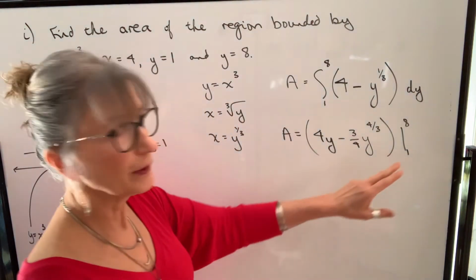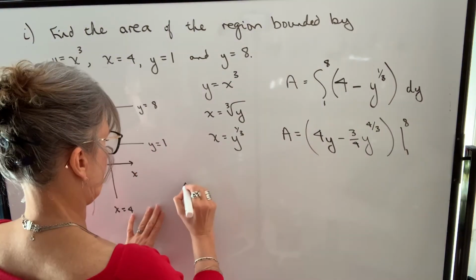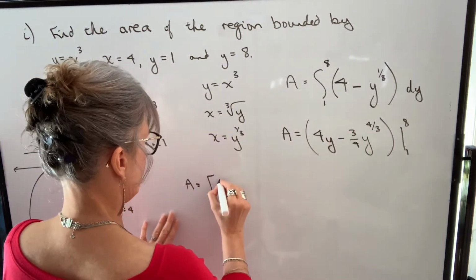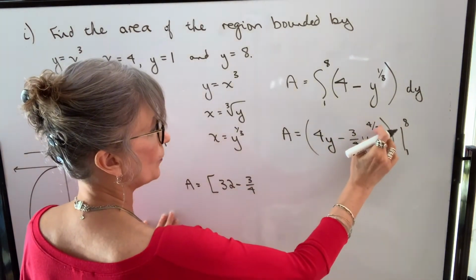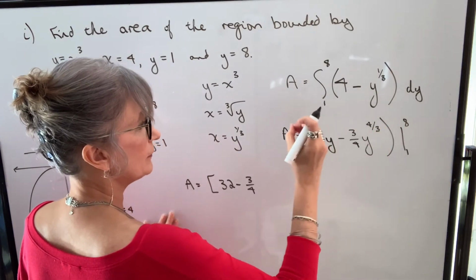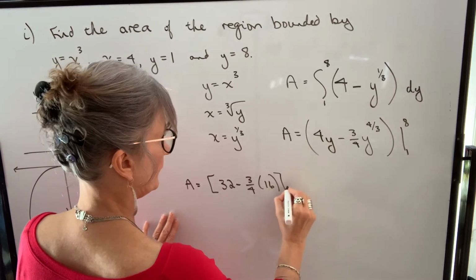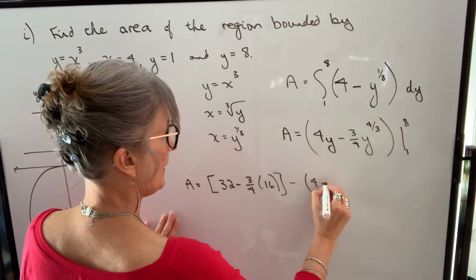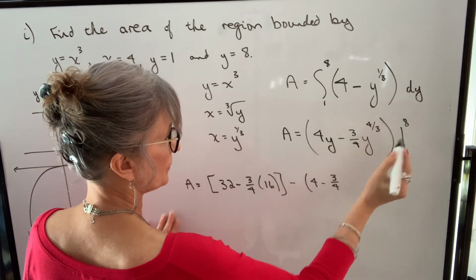And now we evaluate it at 8, evaluate it at 1, and subtract. So the area would be 4 times 8 is 32, minus 3/4 times 8 to the 4/3, that would be the cube root of 8, which is 2, to the 4th power would be 16, minus 4 minus 3/4 times 1 to the 4/3 is just a 1.